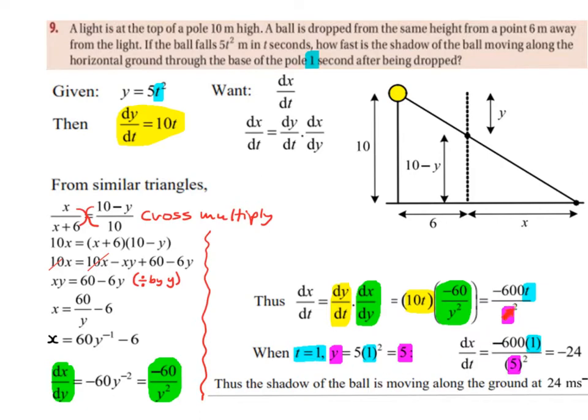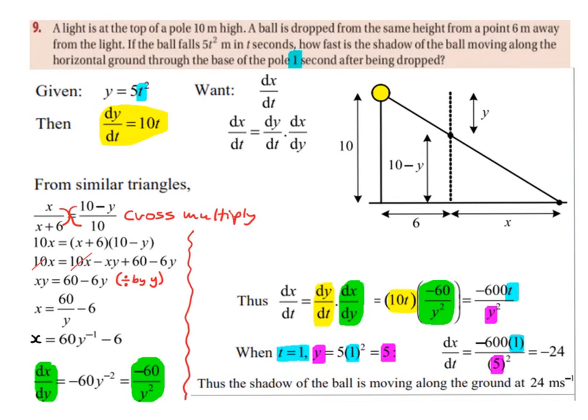So we swap that y for 5, and therefore dx/dt is minus 600 times 1 over 5 squared, which gives us minus 24. Thus, the shadow of the ball is moving along the ground at 24 meters per second.